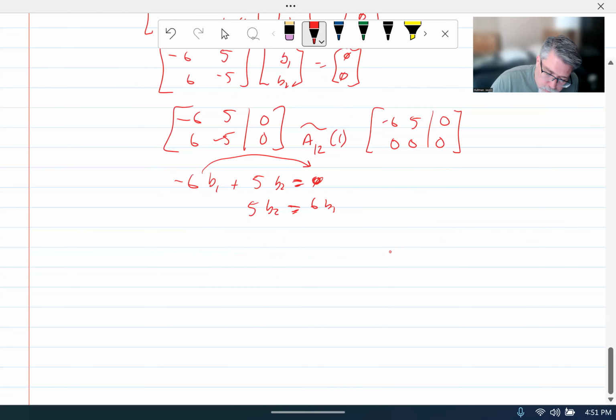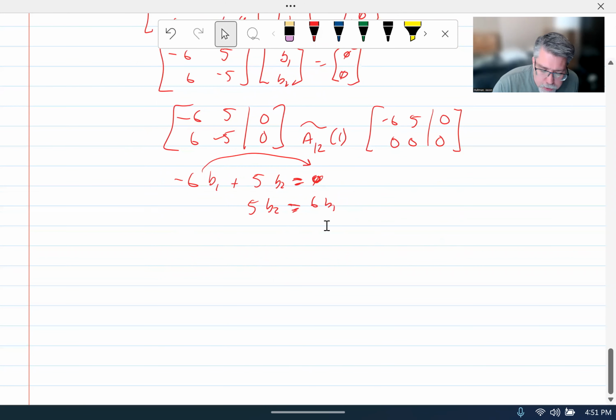It really doesn't matter what you solve for, B1 or B2. It's all good. I just wanted these eigenvectors to correspond back to our original problem. So I'm going to divide by 6 on both sides and solve for B1. I get B1 to be equal to 5/6 B2.